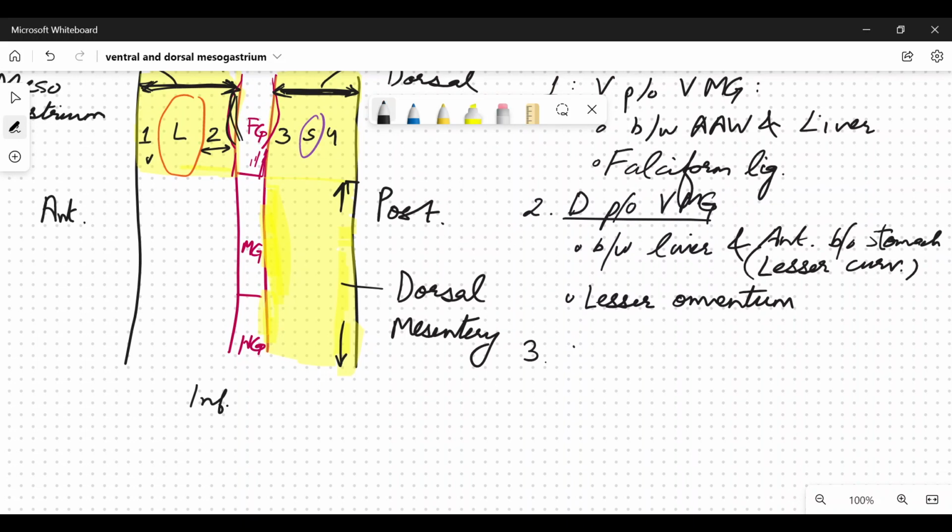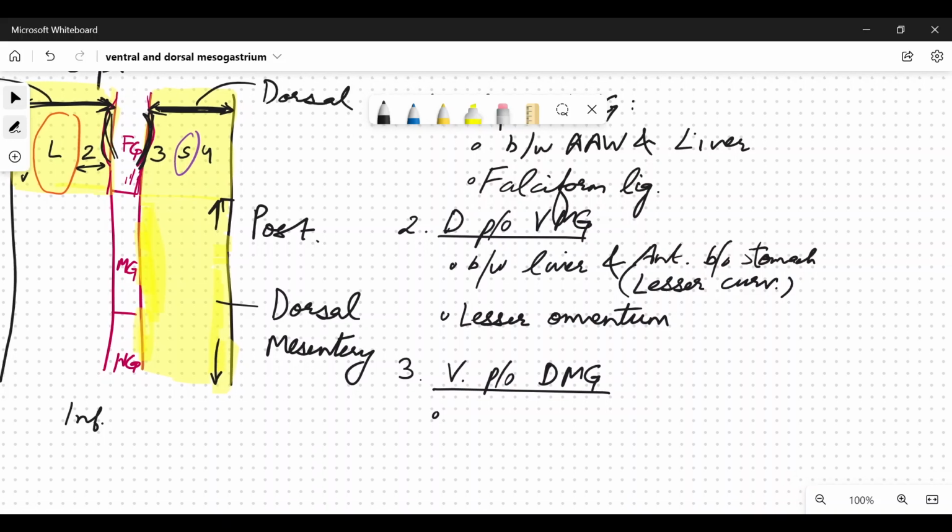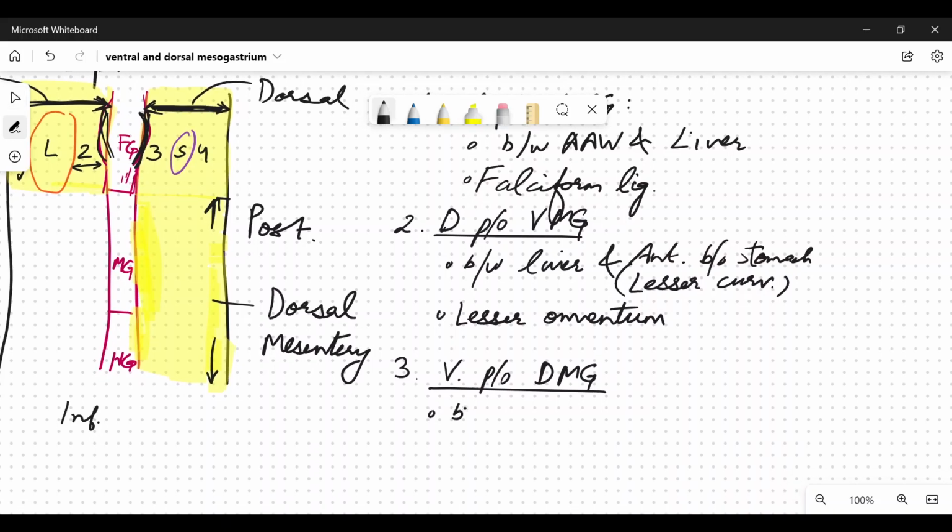Then we come to the third part, that is the ventral part of the dorsal mesogastrium. We all know that it stretches between this border of the stomach, which is the posterior border before the rotation of the stomach has happened, but after the rotation this will become the left border of the stomach, which becomes the greater curvature. So this third part stretches between the greater curvature of the stomach and the spleen. That gives rise to the gastrosplenic ligament.